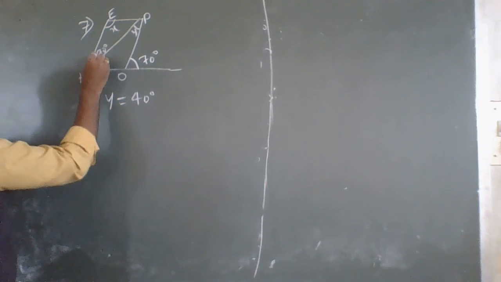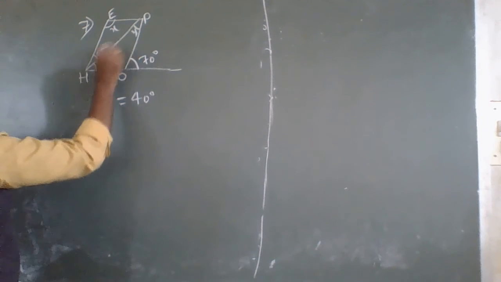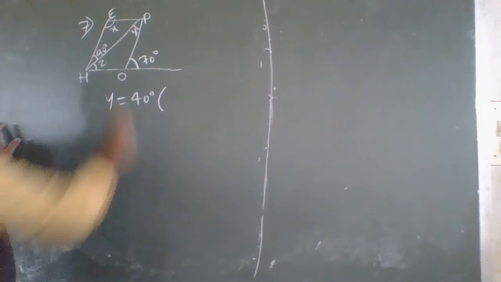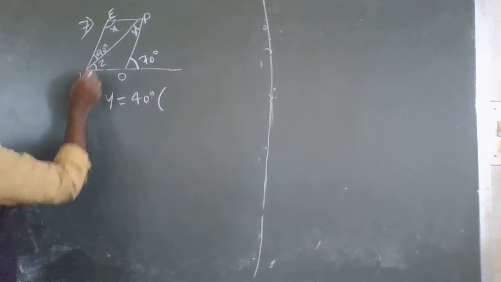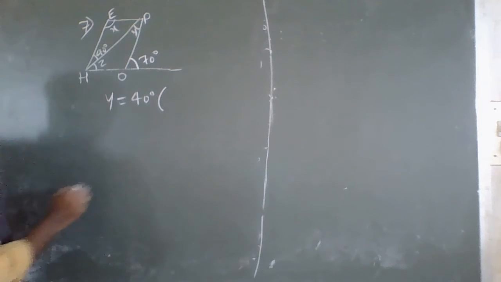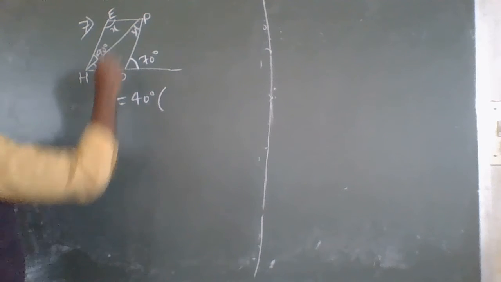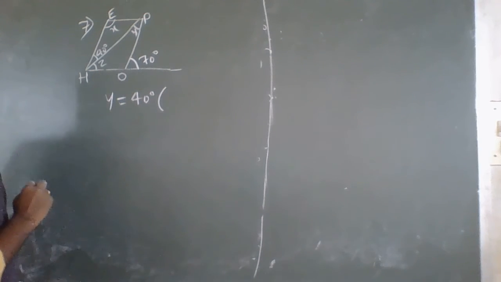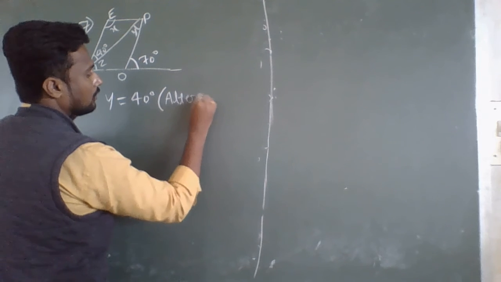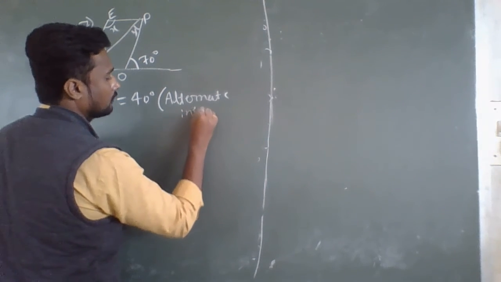So here these two angles, this angle and this angle, are alternate interior angles because these two lines are parallel to each other, and this 40 degrees and angle y are alternate interior angles. Therefore these two are equal. Therefore y is equal to 40 degrees. Here I will write alternate interior angles.